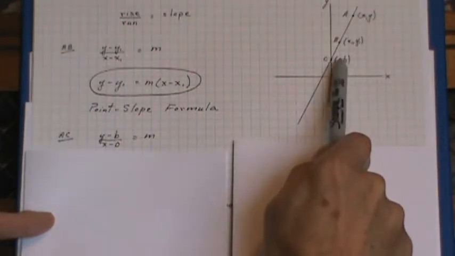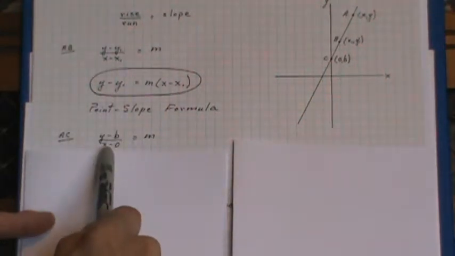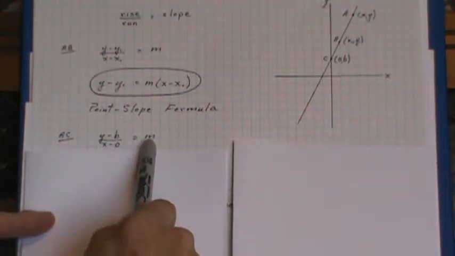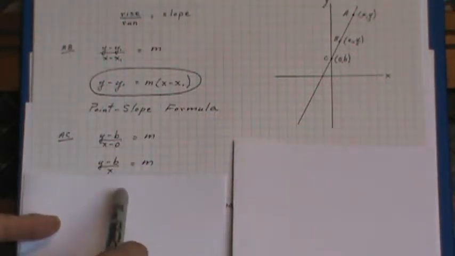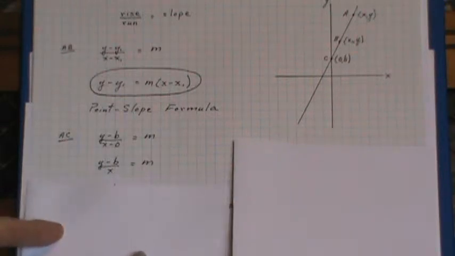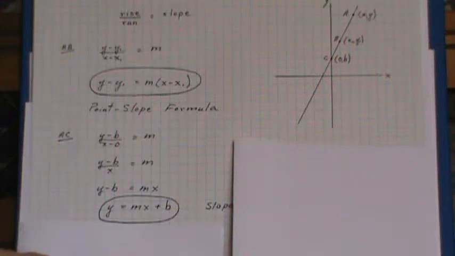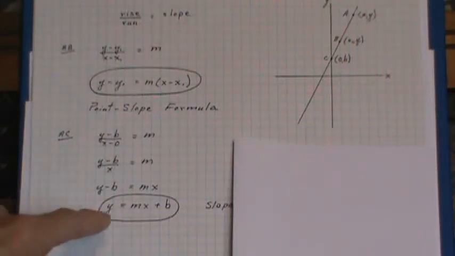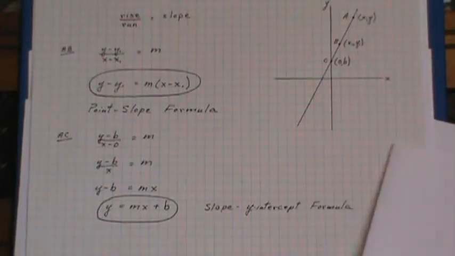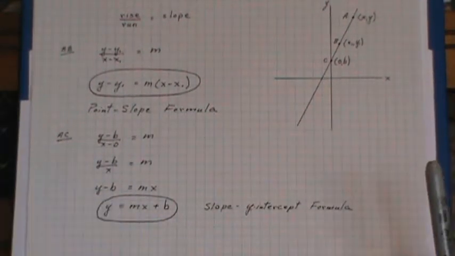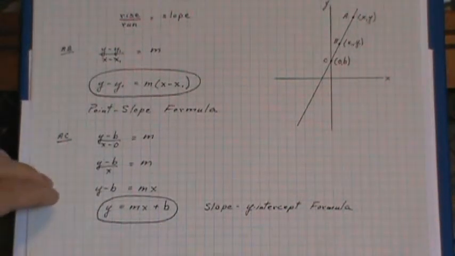On the other hand, if I use A and C, again the general point, and C being the y-intercept, (0, b), this time I get y minus b over x minus 0 equals the slope m. I can remove the 0, and again cross multiply both sides by x, and I've got y minus b equals mx. Once I move the b over, I have the familiar y equals mx plus b, the slope y-intercept formula, which is generally the first one that students learn when they're in grade 9.